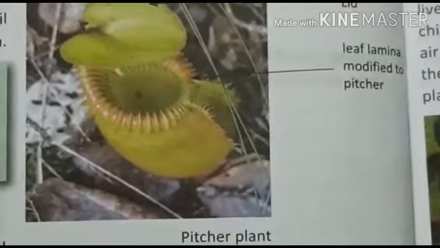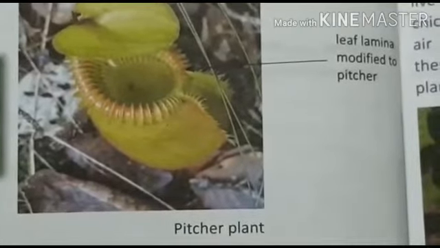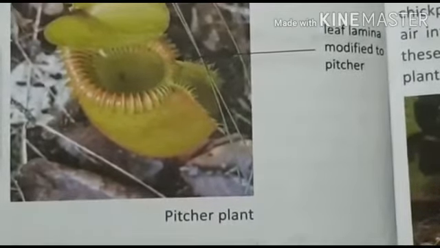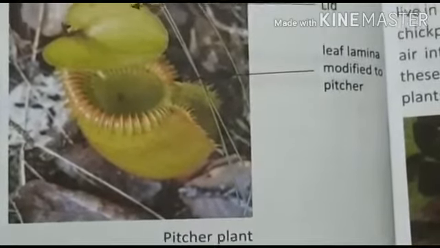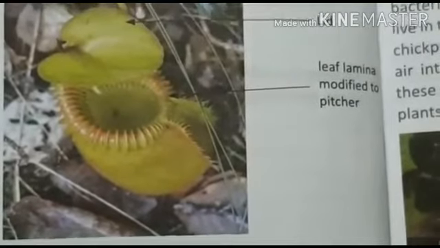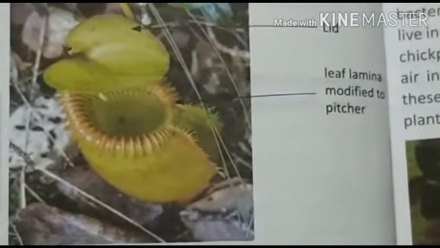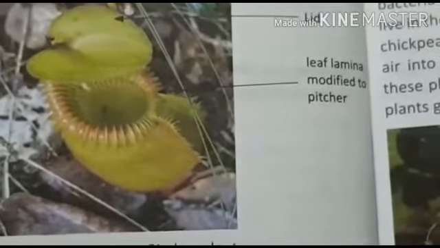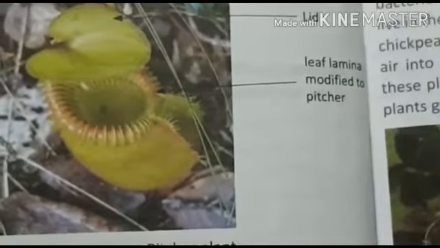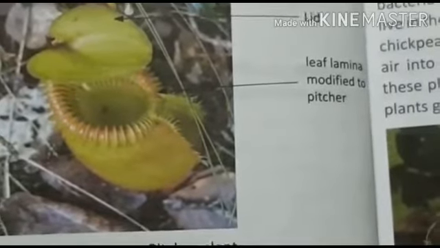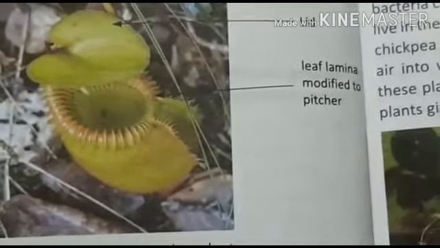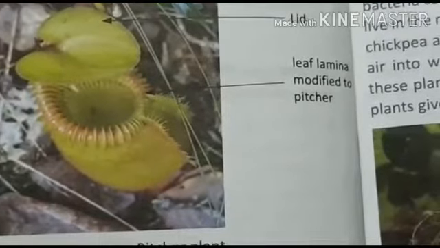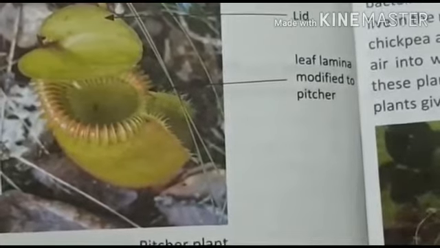Actually, insectivorous plants have special modified structures to catch insects. Now the word pitcher itself says it. In the pitcher plant, the leaf lamina is modified to form a pitcher-like structure, and the tip of the leaf is modified in the form of a lid. You can see here it acts like a lid which can open or close, meaning when the insect sits here and enters the pitcher, it gets trapped.